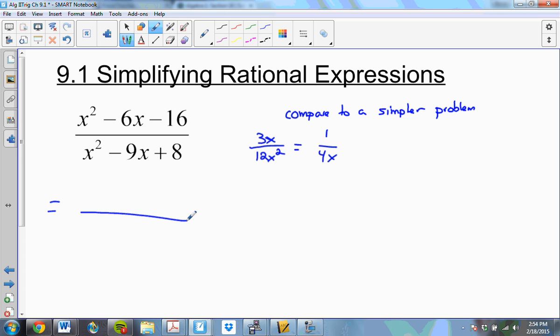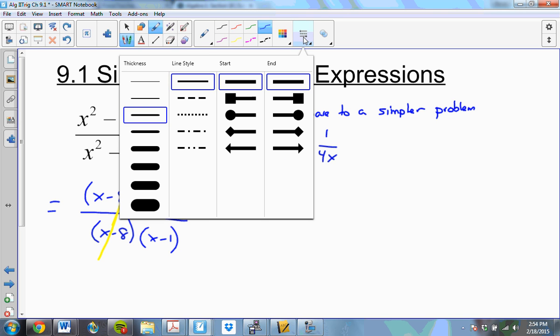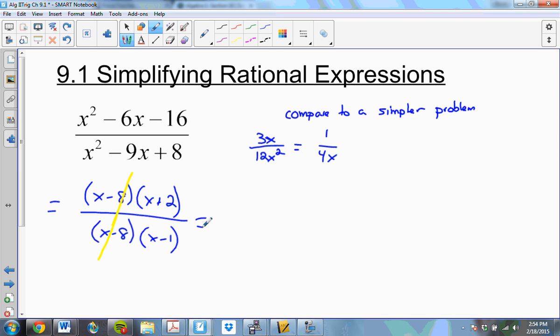I want to find two numbers that multiply to negative 16 and add up to negative 6. Those numbers are negative 8 and positive 2. On the bottom, two things that multiply to positive 8 and add to negative 9 are negative 8 and negative 1. Now these right here cancel. They're the same. x minus 8 over x minus 8 is just 1. So this ends up being x plus 2 over x minus 1.